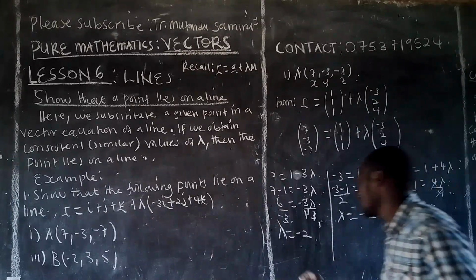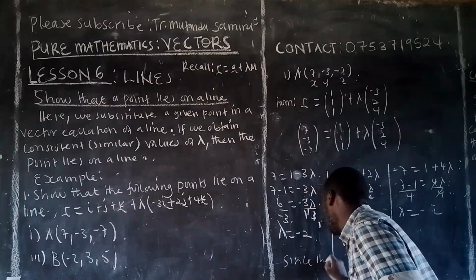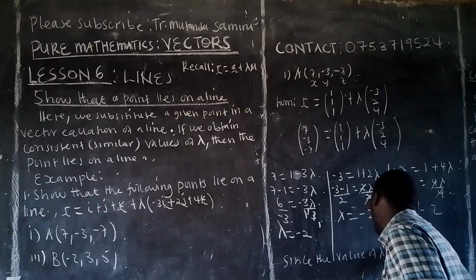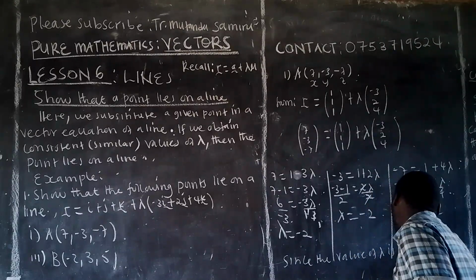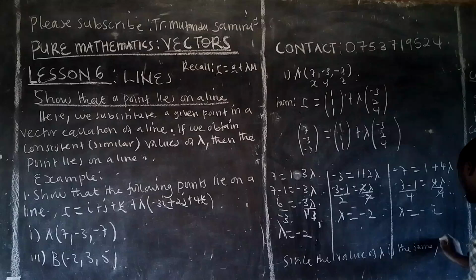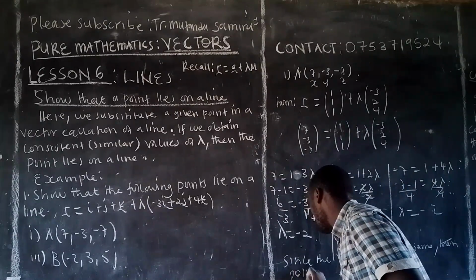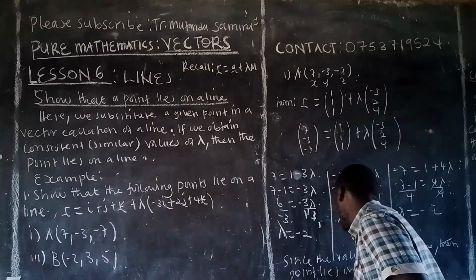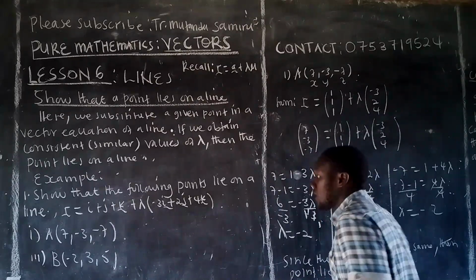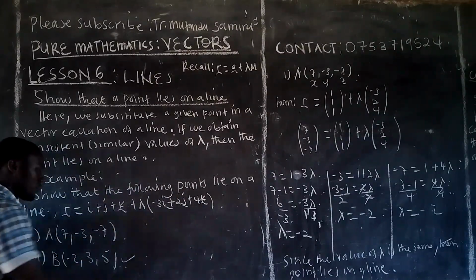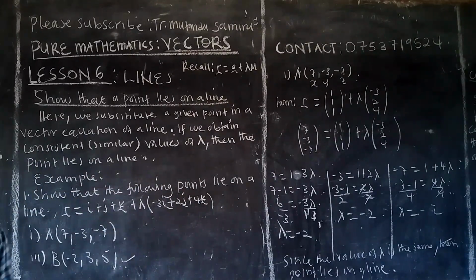Now we say, since the value of lambda is the same, then the point lies on the line. As simple as that. So you will also try out this one here, and that one there, and see how it comes about. It should give you the same values of lambda. As simple as that.